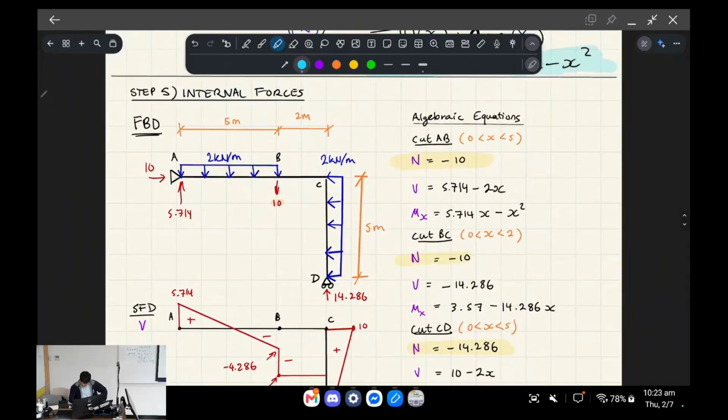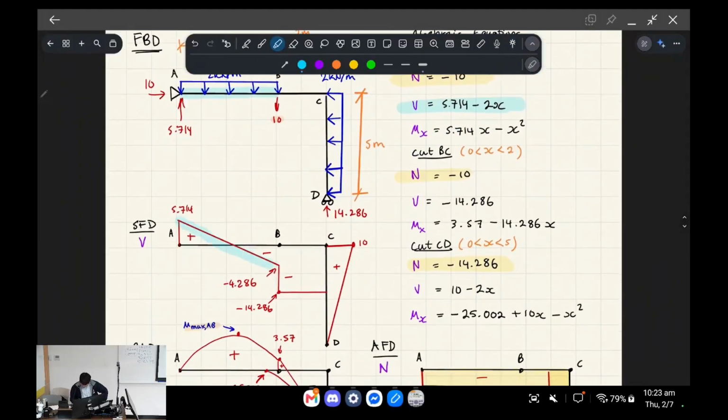The next one to keep in mind is the shear. It's the internal shear. So from A to B, we've got a shear which follows a linear curve. It's like a straight line. And it's going to have a negative slope, right? This slope of negative 2 is equal to the distributed load. So what does that look like? That looks like this line.